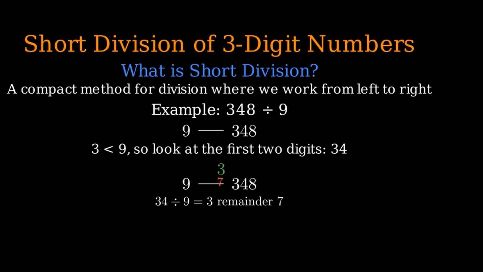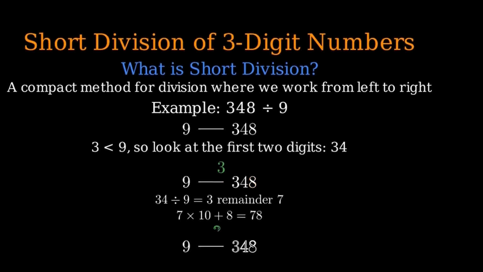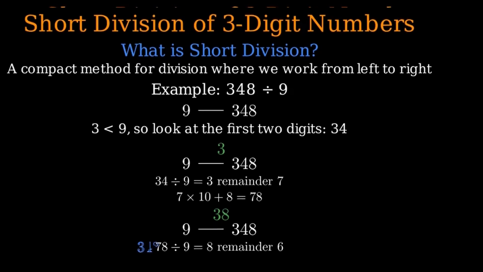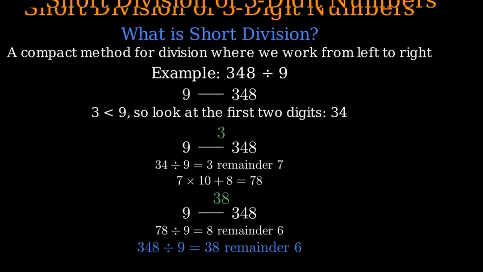Step 3. We combine the remainder 7 with the next digit 8 to get 78. Step 4. We divide 78 by 9, which is 8 with a remainder of 6. We write 8 as the next digit in our quotient. So 348 divided by 9 equals 38 with a remainder of 6, which we can write as 38 remainder 6.